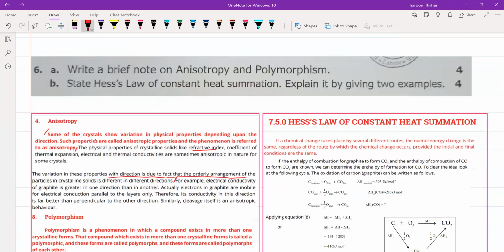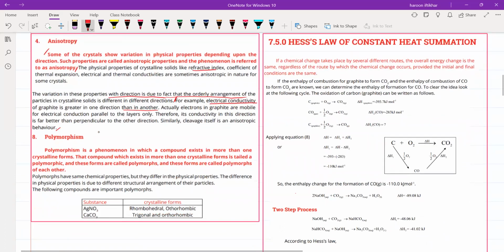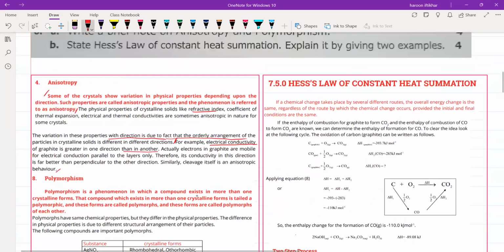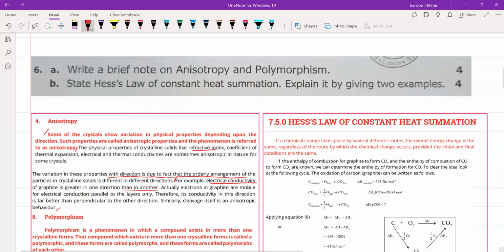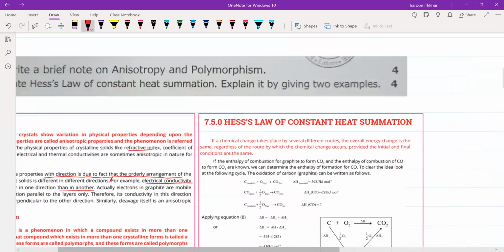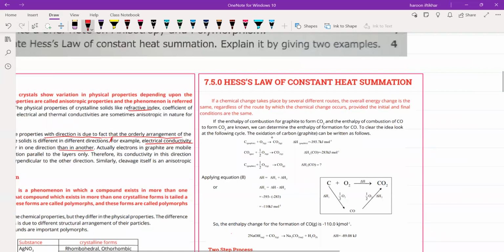A very important example is that the electrical conductivity of graphite is greater in one direction with respect to another. So you will read all this, and you can use your own words to answer this question. In the case of polymorphism, we have the same molecular substance but different crystalline forms of that substance. When you write the brief note, you will mention the example as well, because an example is mandatory in these questions, and you will get 4 out of 4. In Hess's law, we'll write the definition, and 2 examples are mentioned here.